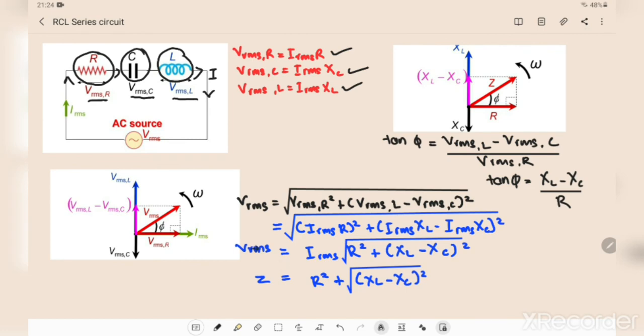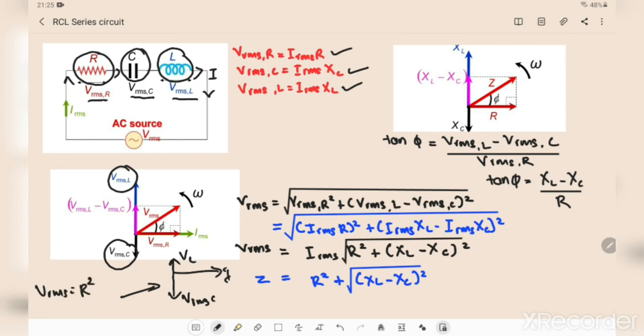So the equation becomes Vrms is equal to Irms times the surd of R square plus XL minus XC square. This is because the Vrms across the inductor is longer than the Vrms across the capacitor. It depends on the question. If the Vrms across the capacitor is longer than the Vrms across the inductor, then the Vrms for this phasor diagram is equal to the surd of R square plus XC minus XL square.